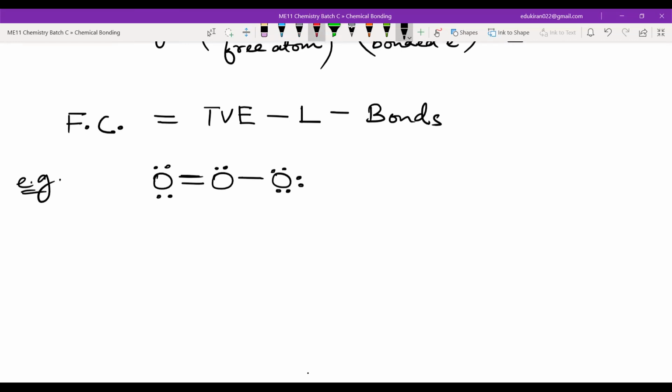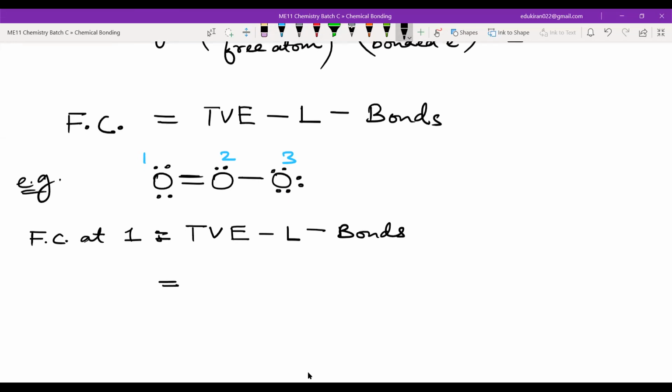Now I will number these as 1, 2, and 3. Then I will calculate the formal charge at 1, the first atom, that is oxygen. So you will have total valence electron minus the lone pair minus the bonds. So tell me, what is the total valence electron? 6. Oxygen will always have 6. We will not look at the Lewis dot structure as of now.